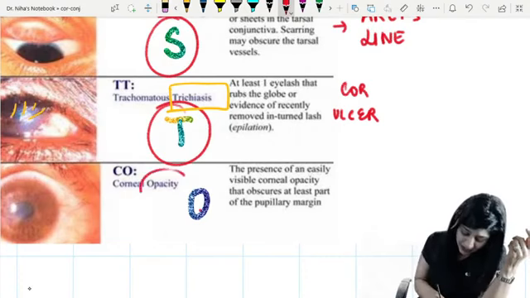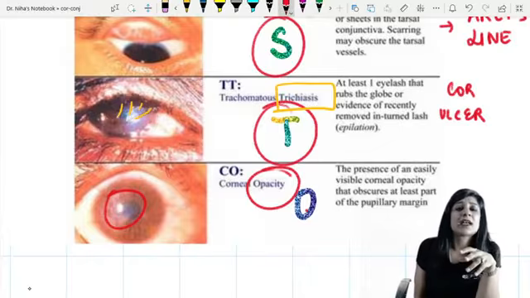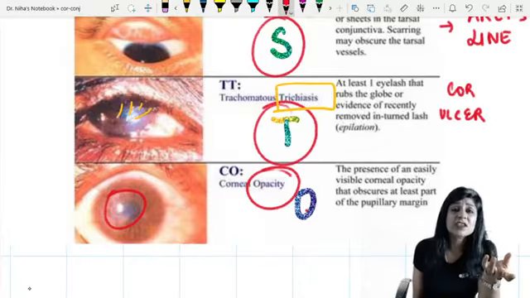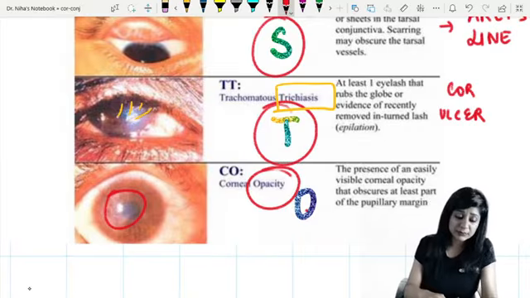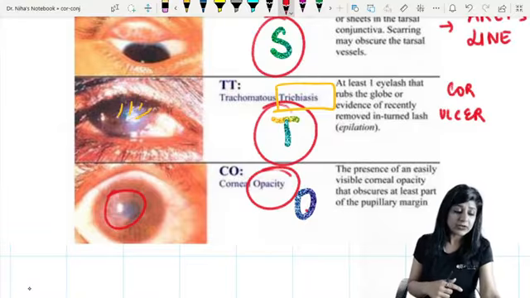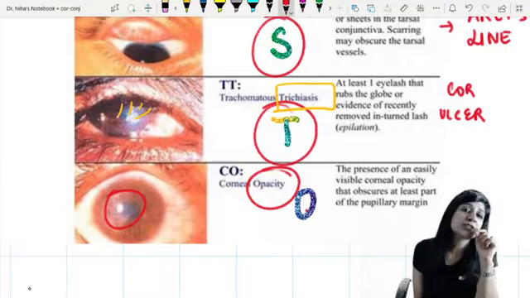And finally we have opacity. Opacity is there, and due to the opacity it can cause blindness. So why is it considered to be an infectious cause which is responsible for blindness? It is actually this corneal opacity only which is responsible for the diminution of vision.